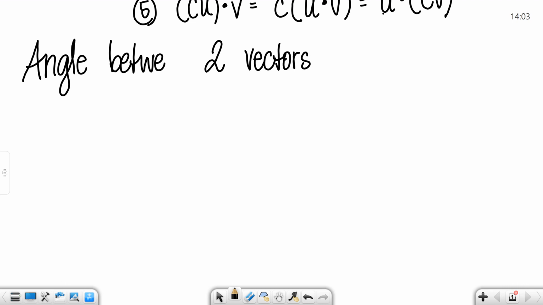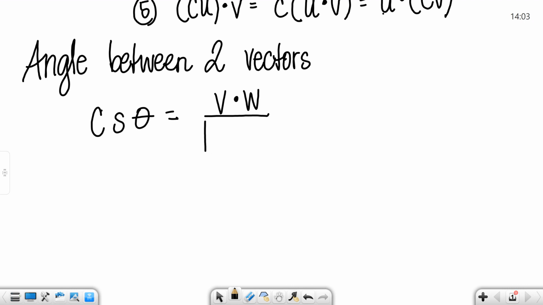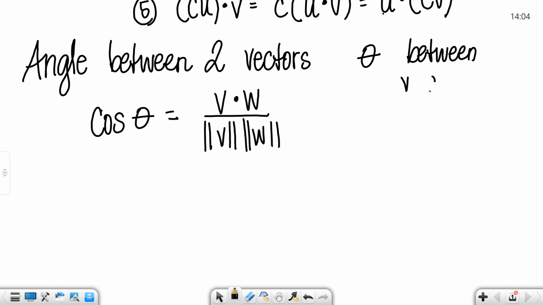And so there's a formula for that. Our angle, we're going to call it theta. So the cosine of our angle theta is found by saying V dot W over the magnitude of V times the magnitude of W. Okay, so theta is our angle between vector V and vector W.